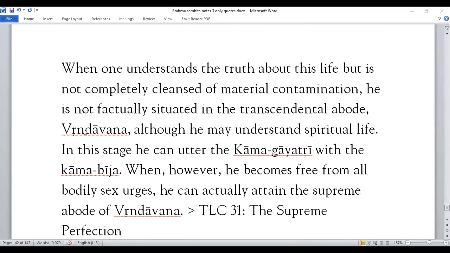You see, this Vrindavan won't be manifested to him. Although he may understand spiritual life, he understands, okay, I have to do something, but still there is attachment. In this stage, he can utter the Kama Gayatri with the Kama Bija. When, however, he becomes free from all bodily sex urges, he can actually attain the supreme abode of Vrindavan. So clear, correct?